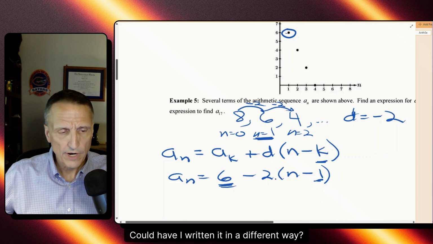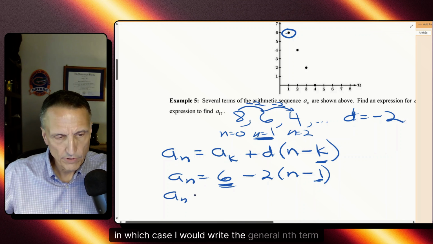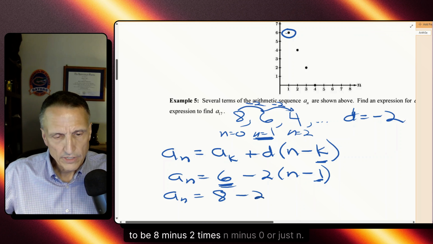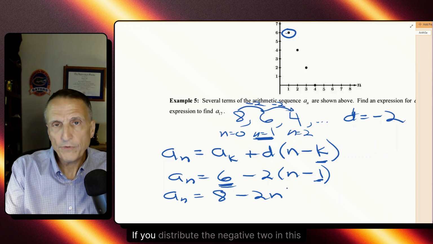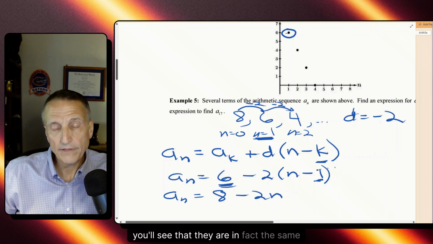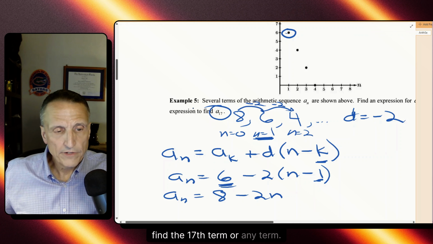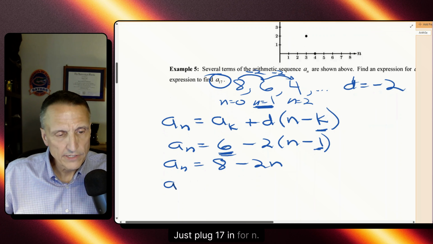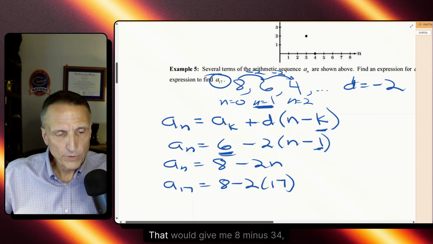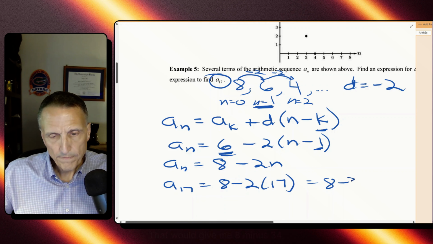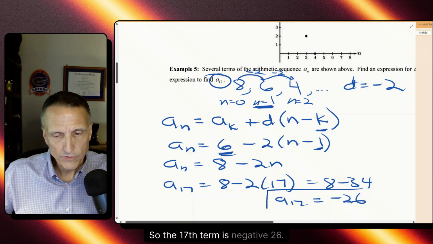Could I have written it in a different way? Sure, I could have chosen to use the number 8 when n is 0, in which case I would write the general nth term to be 8 minus 2 times n minus 0, or just n. Those two expressions that I've written for the nth term are equivalent. If you distribute the -2 in this equation, you'll see that they are in fact the same equation. Now I can use either of those two equations to find the 17th term, or any term. Just plug 17 in for n. Substituting 17 for n, that would give me 8 minus 34, which happens to be negative 26. So the 17th term is negative 26.